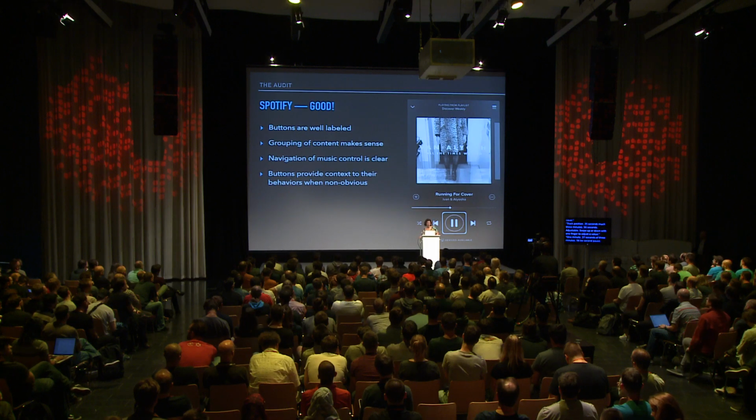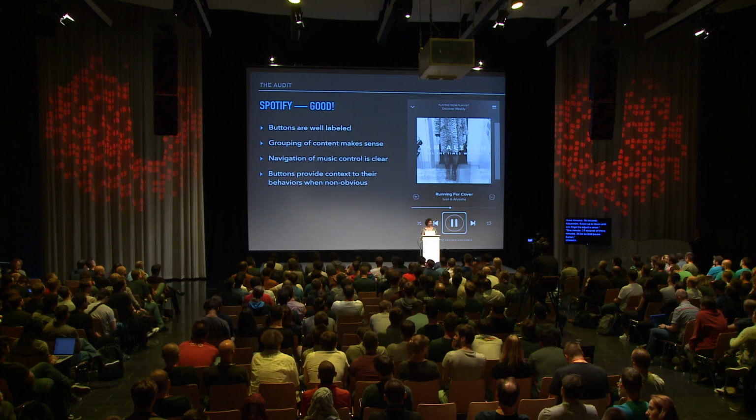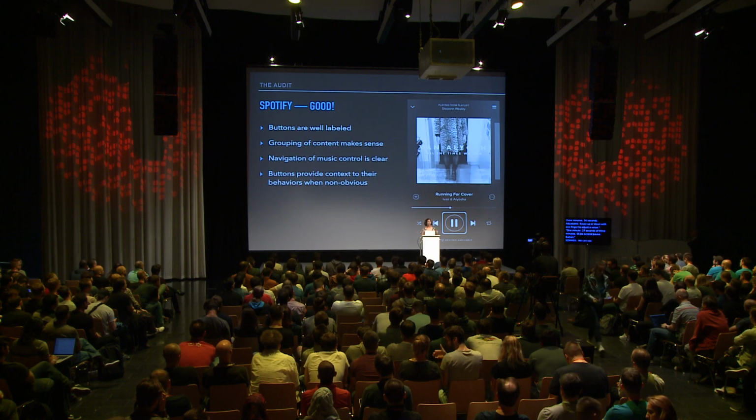Okay. So we can see Spotify did pretty well. Everything was labeled. The grouping of content overall made sense. There were a couple spots where maybe grouping could have been better. We were able to navigate. We were able to skip ahead in the track, pause and play, see our playlists. There was really never a moment where it wasn't clear exactly what was going on. So I'd say that Spotify did pretty darn well in that audit.